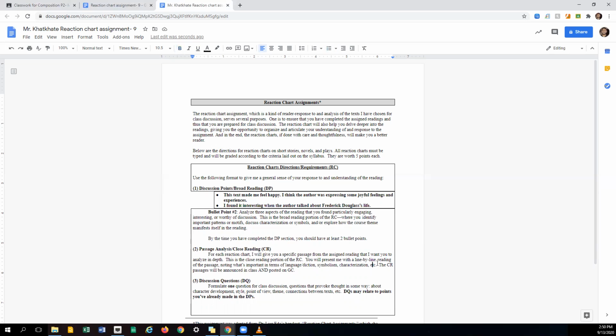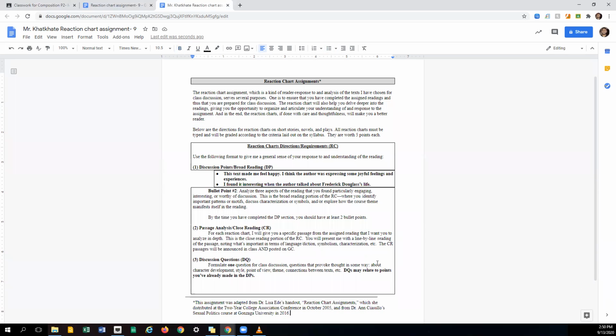And then down here, we have passage analysis, close reading. For each reaction chart, I will give you a specific passage from the assigned reading that I want you to analyze in depth. This is the close reading portion of the reaction chart. You will present me with a line-by-line reading of the passage, noting what's important in terms of language, diction, symbolism, characterization, etc. The close reading passage will be announced in class and posted on GC. So this is page 18 of the PDF, and that's the part where you would do this.